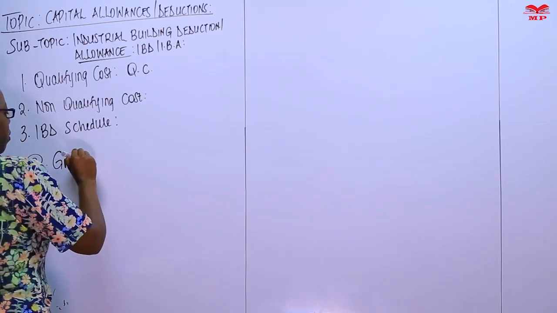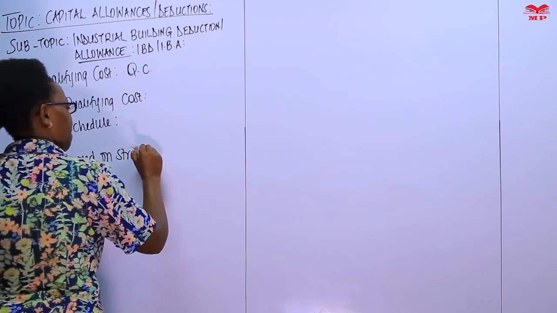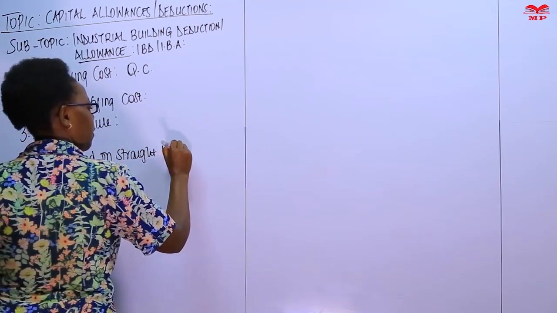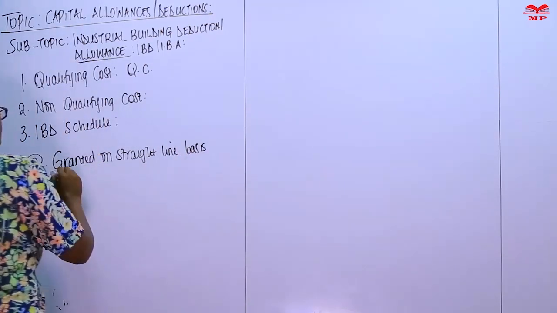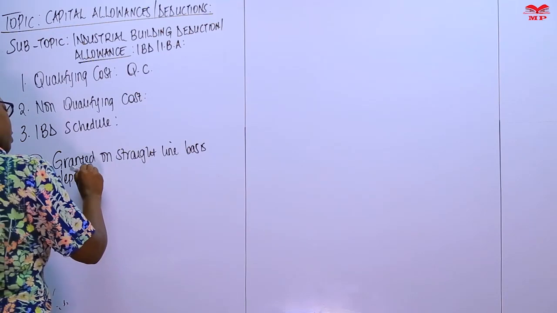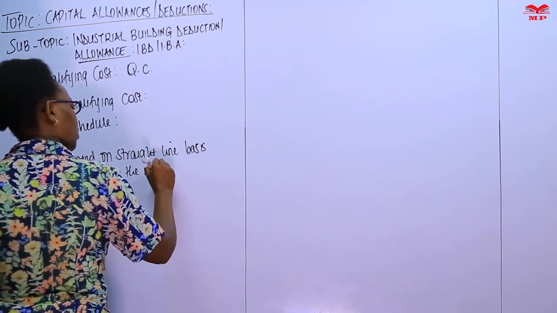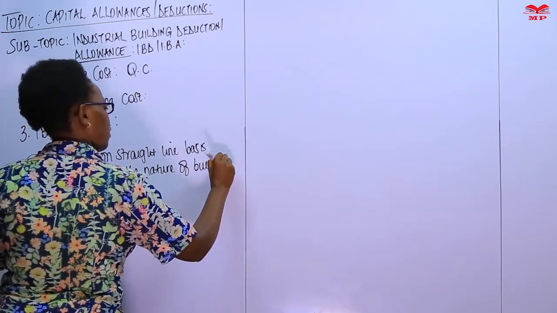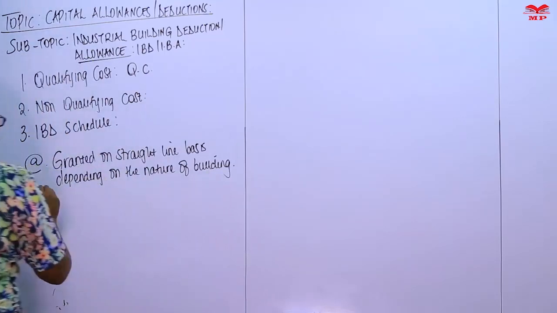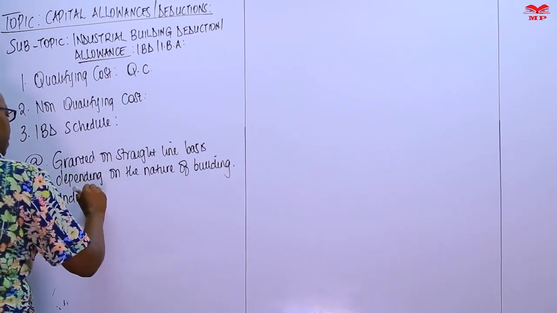So let's first make a comment. Granted on straight line basis, depending on the nature of the building. So you're going to see the different nature of buildings. So like I said, granted on industrial buildings.